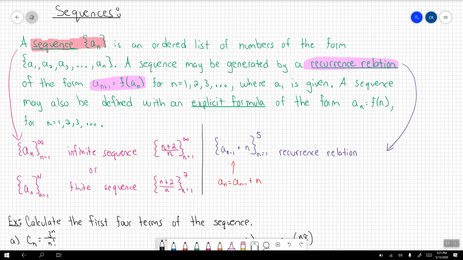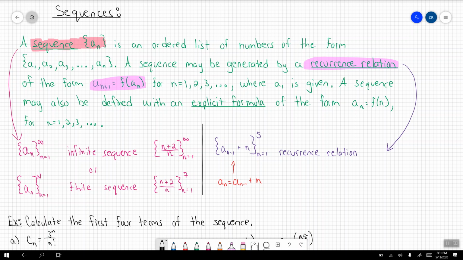Hi everybody. Today we're going to be talking about sequences. This is where we're going to start chapter 11 in our book. Chapter 11 is going to talk about sequences and series. And the first section that we talk about is sequences.